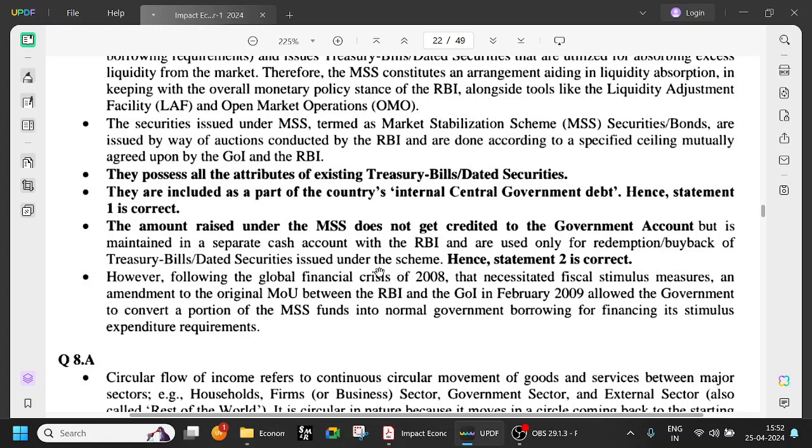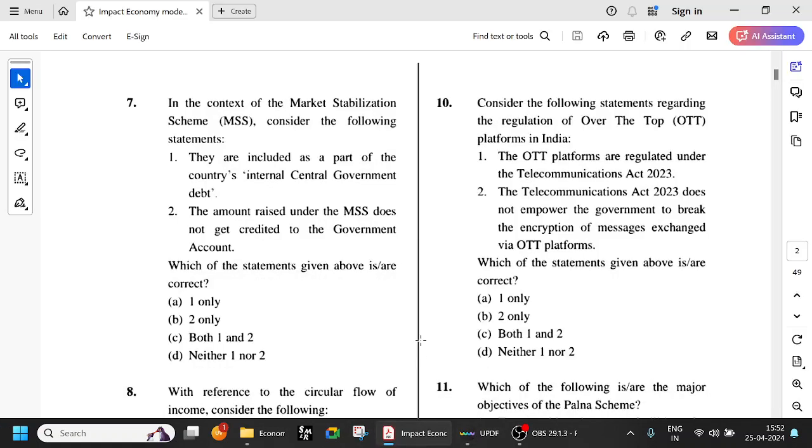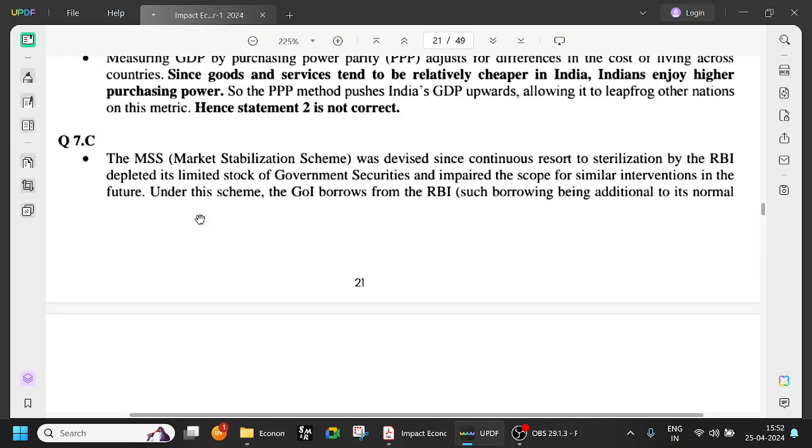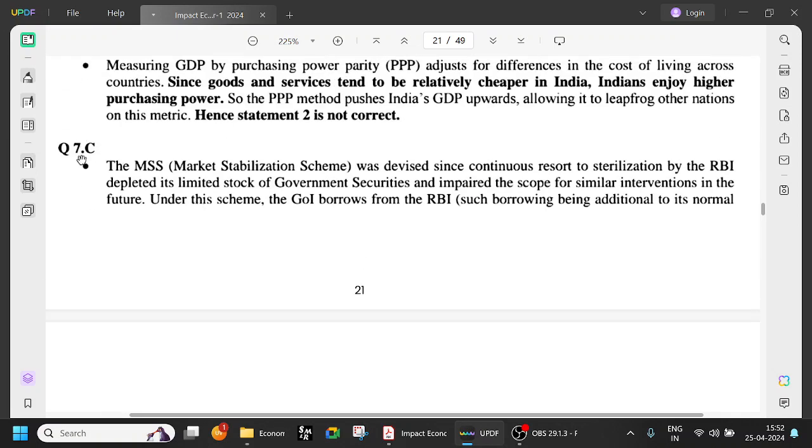Stimulus expenditure is basically giving loans to various industries, etc. We have seen a similar thing during COVID also, right? So basically, when there is a financial crisis in the market, the government will pump more funds. So in the context of the market stabilization scheme, they are included as part of the country's internal central government debt, which is correct. The amount raised under MSS does not get credited to the government account. So both 1 and 2 are correct, right? So 7C is the option. So it is true.